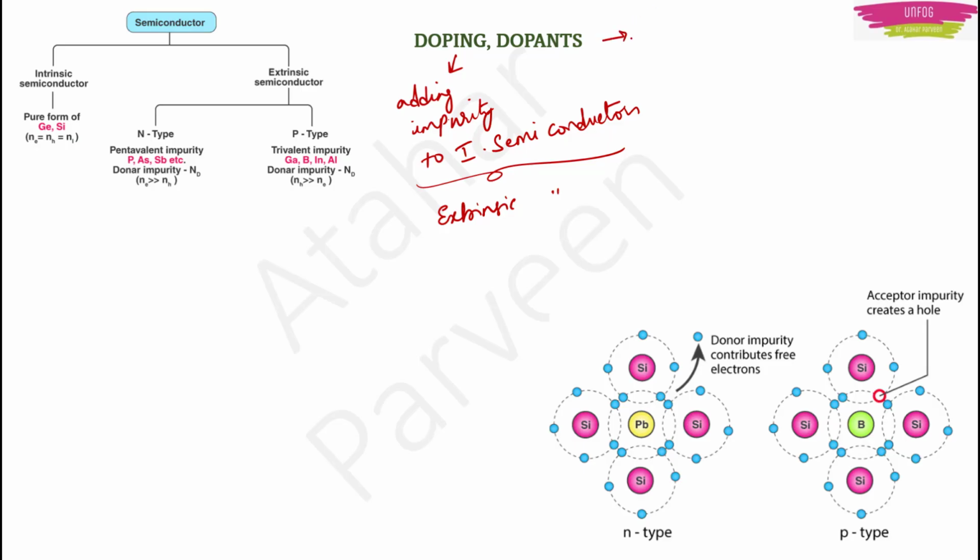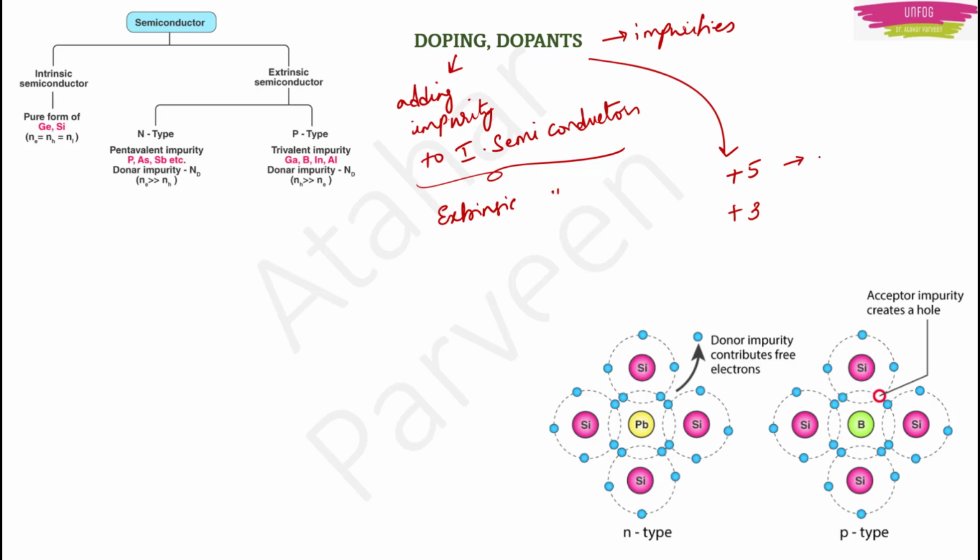Dopants means those impurities which are being added to make them extrinsic semiconductors. Now for this also a few rules are there. Simply, you cannot take something and add it. It's not like this. Usually these dopants are pentavalent, meaning they have valency 5, or they are trivalent, meaning they have valency 3.